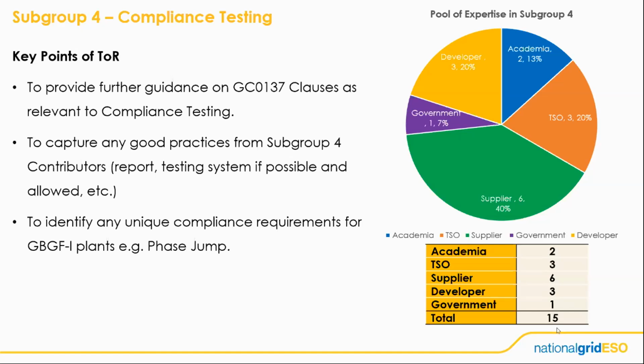So subgroups 3 and 4 are expected to be completed by end of July, and the GB grid forming best practice guide is expected to be released at the end of Q3 this year. So welcome to join our best practice group to support us, particularly in subgroup 4 for compliance testing, as some topics are very challenging. For example, the phase jump, as also mentioned by Tony. That's the end of my presentation. Thanks for listening.